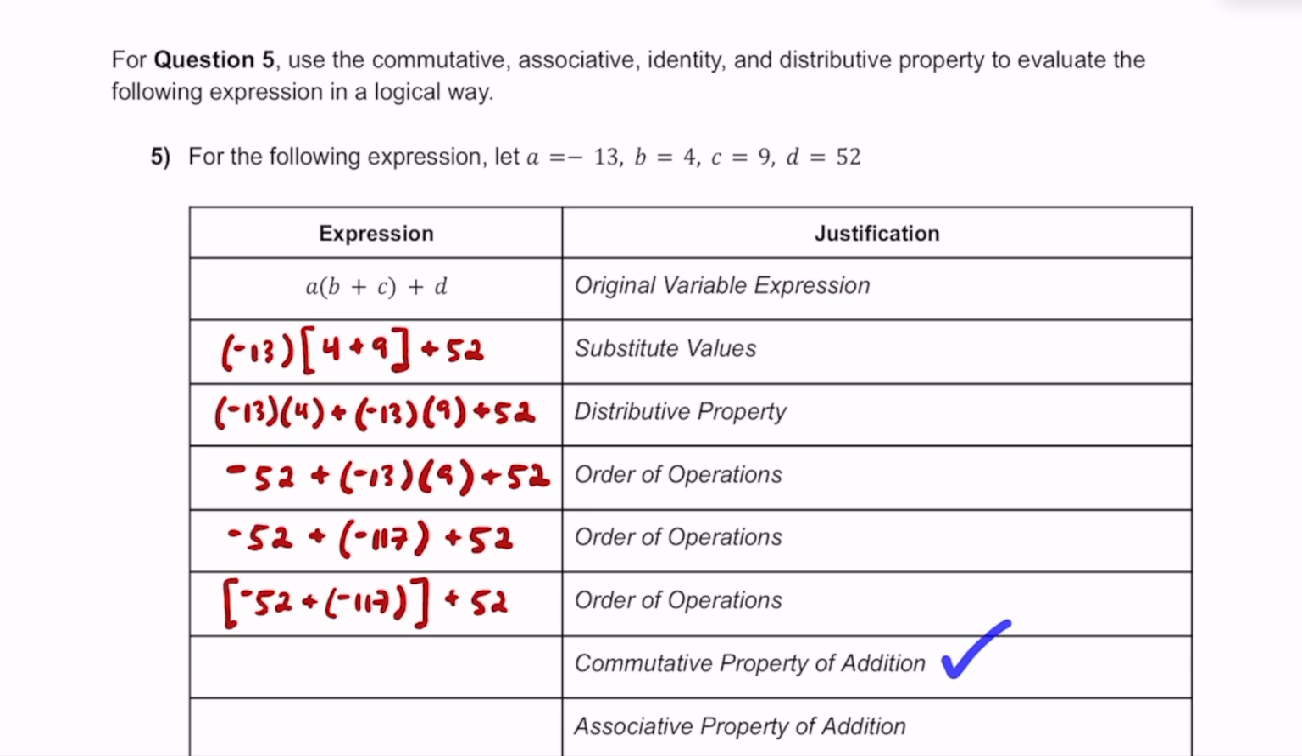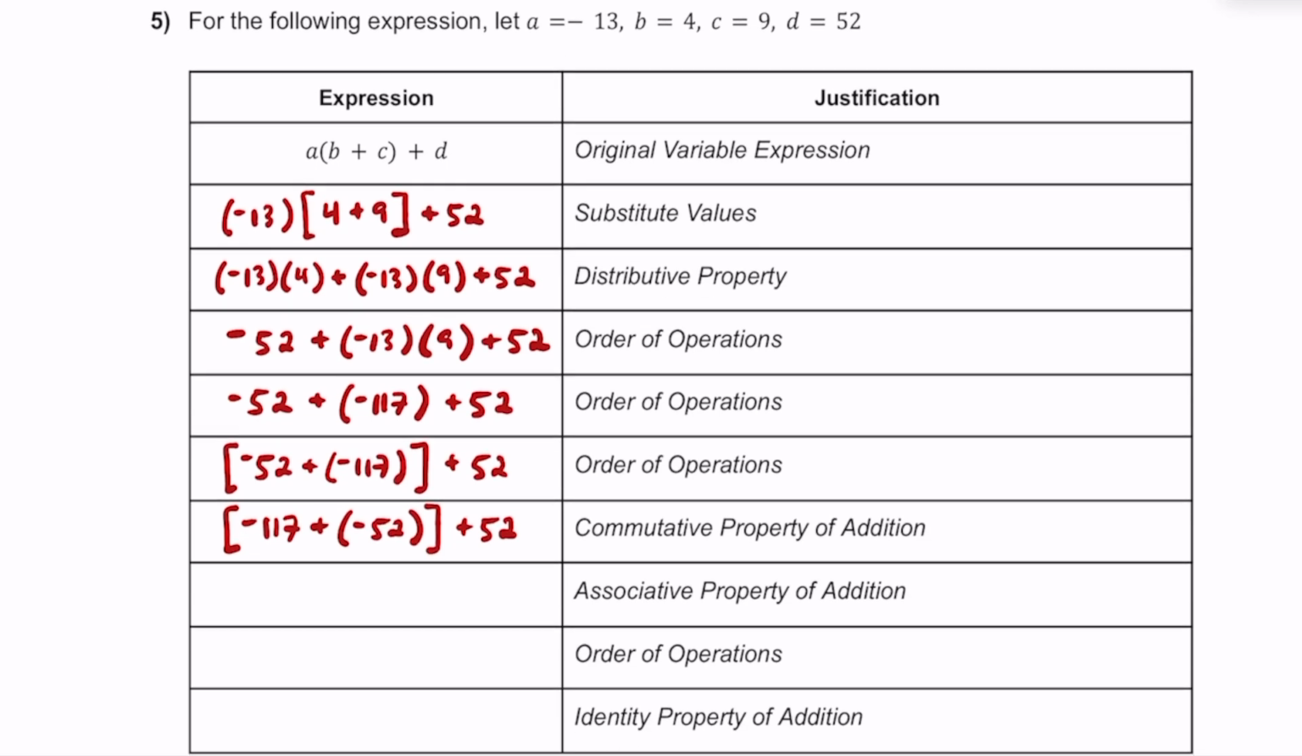Now for the commutative property, what are you allowed to switch? Well, we can switch what's inside the brackets here. So we can go ahead and use the commutative property and say it's going to be negative 117 plus negative 52. And ask yourself, why would we care about switching these? Well, if you think about it, we really kind of want to add this negative 52 and 52 together. Otherwise, we won't be able to get 0 to use the identity property. So hopefully it makes sense. We're going to try to get this negative 52 and 52 to be next to each other.